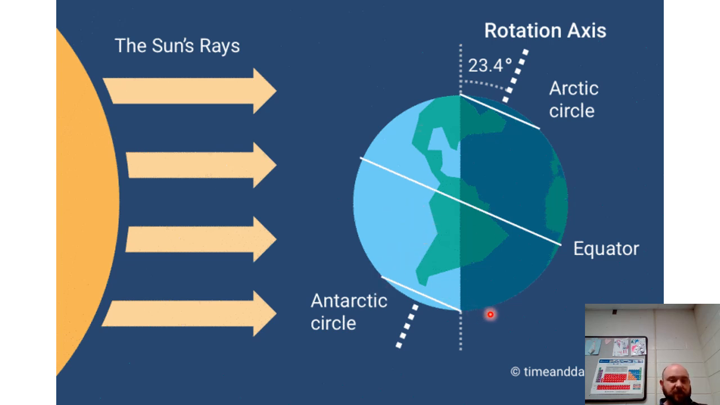And you can actually see that this is how we define the Arctic and Antarctic circles. If you ever look on a globe or a map, you'll see the Arctic and Antarctic circle outline. And that is where you get those days of complete light or complete darkness, depending on the position of the Earth around the sun.